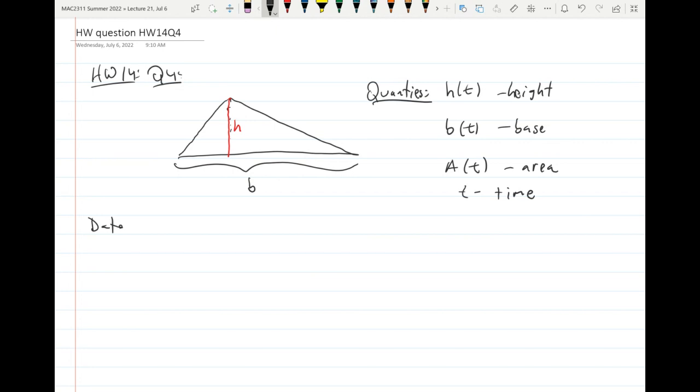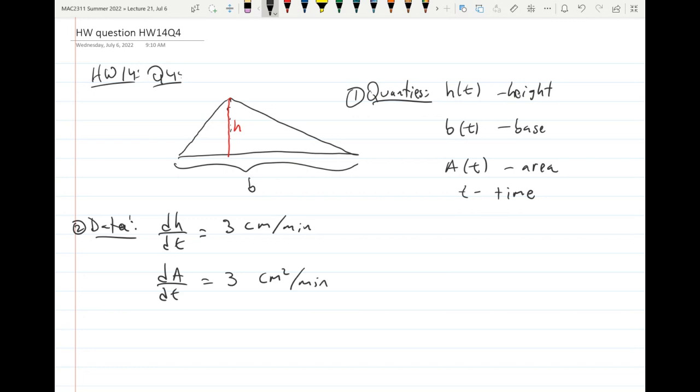So then what's the data that we're given? I'm trying to follow the steps that we discussed for this type of problem. We're being told that the altitude increases at a rate of 3 centimeters per minute. So that's dH/dt, that's 3 centimeters per minute. And we are also being told that the area increases at 3 square centimeters per minute. So that's dA/dt, that's 3 square centimeters per minute. Do you understand this? Yes?